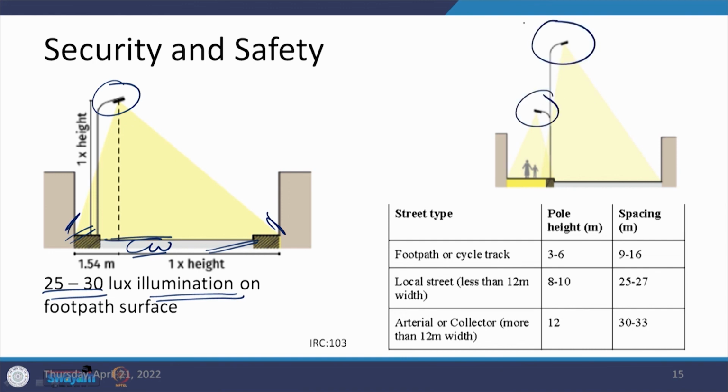What you find is that we have two levels. One level is dedicated to the motorized carriageway, another level is dedicated to the footpath. If you look at the various facilities and the pole height and the spacing here, these vary from 3 meters to 12 meters in height, and the spacings can vary from 9 meters to 33 meters. That means the spacing of the poles which have been provided on the side of the footpath or the carriageway. This depends on whether we are talking about a footpath or a cycle track, or a facility along an arterial which is more than 12 meters wide. So, this is an arrangement which can be there.